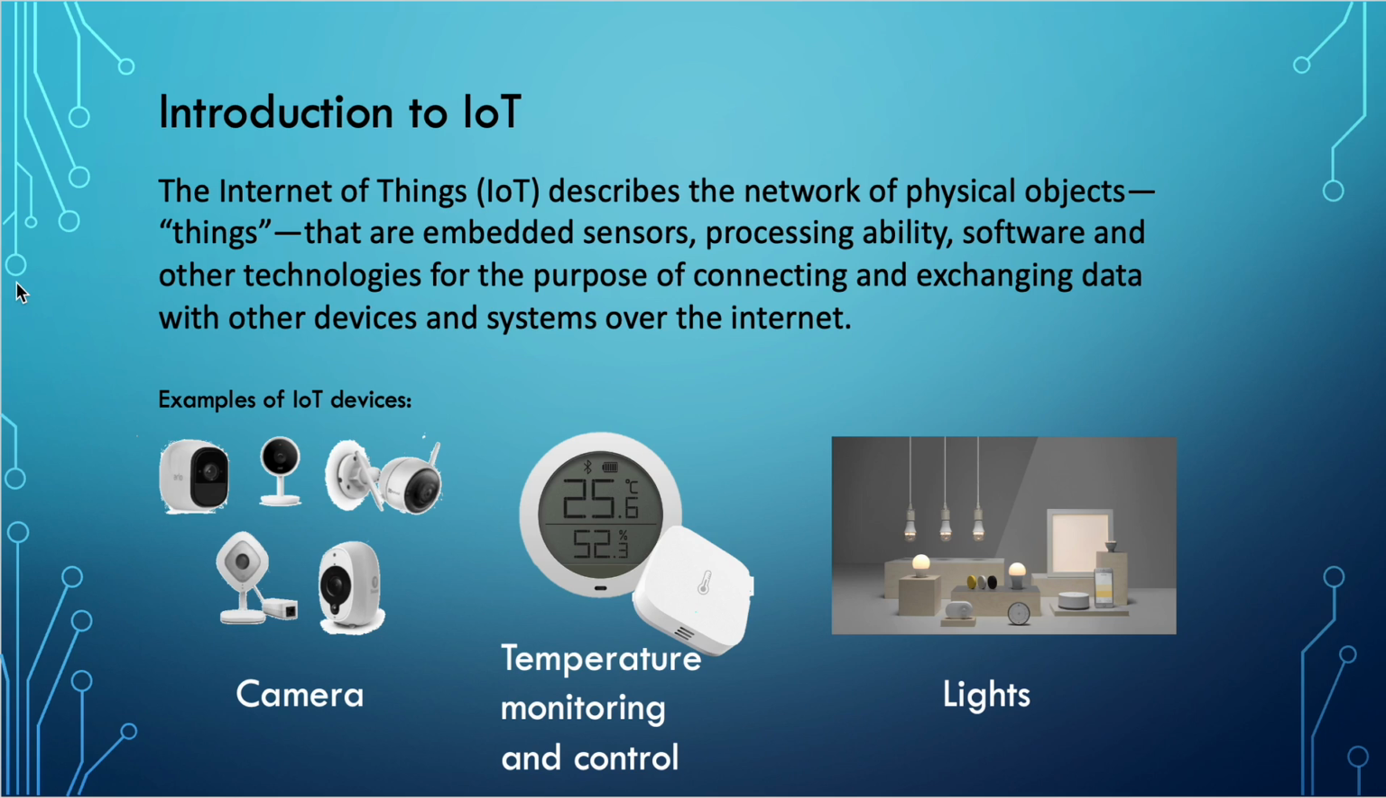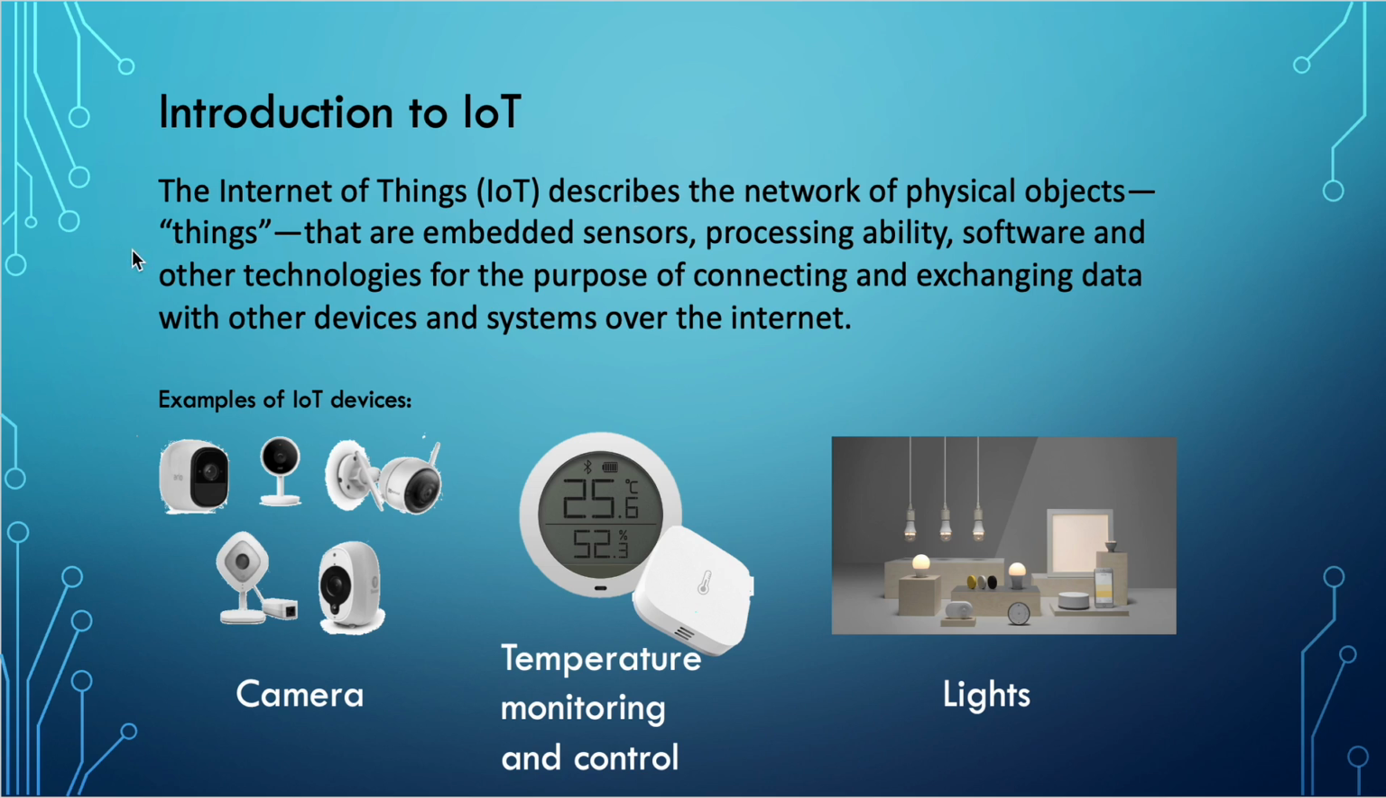So the introduction to IoT can be stated like this: the Internet of Things, or IoT, describes the network of physical objects, or here we describe them as things, that are embedded with sensors, processing ability, software, and other technologies for the purpose of connecting and exchanging data with other devices and systems over the internet.